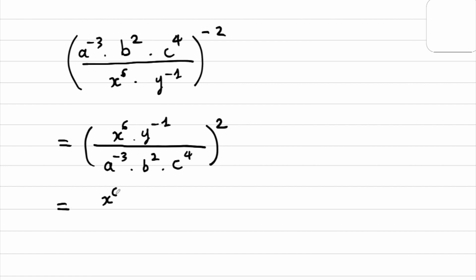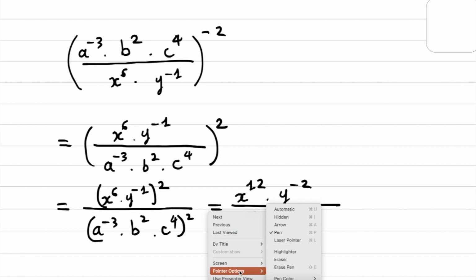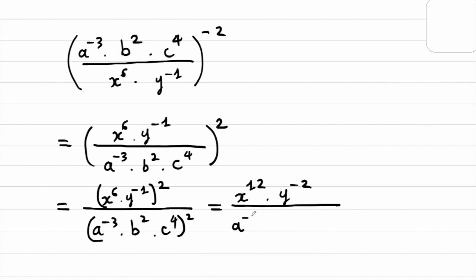And after that you got h^6 y^-1, and then you got 2 outside here. And the same one you got a, b, and c, equal to square. So the next step you will have h^12, you will get y to the power of minus 2, and then you will get a to the power of minus 6, and b to the power of 4, and c to the power of 8.